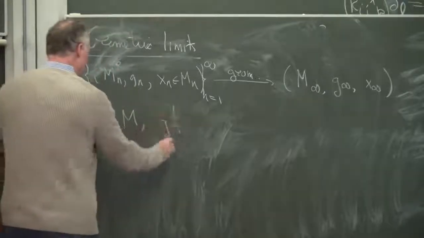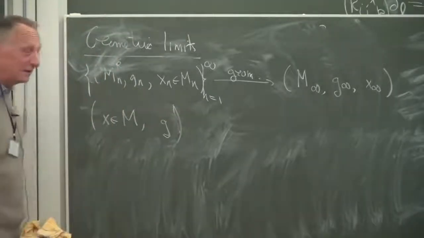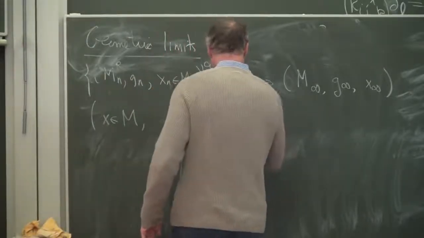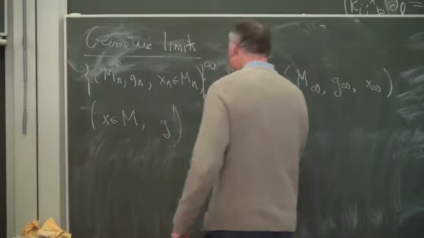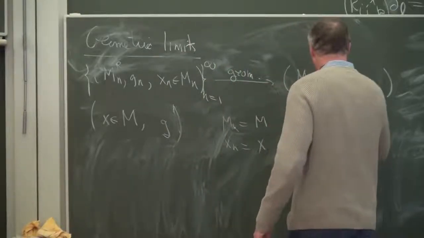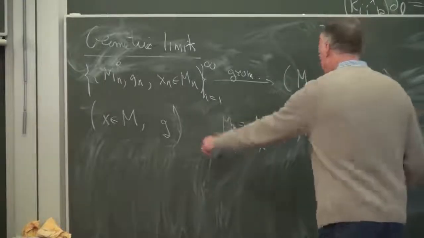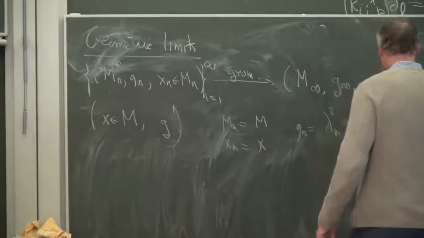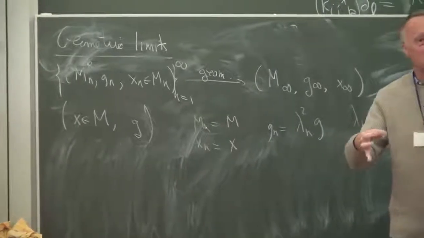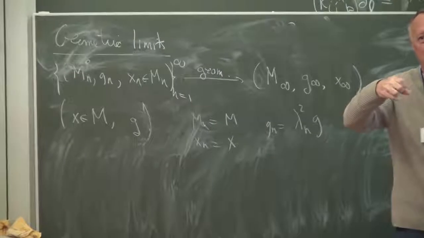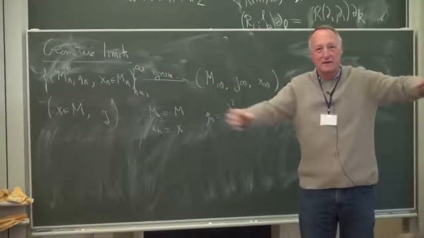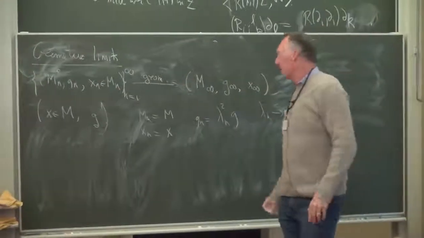Okay. So that's our initial data. All the manifolds are going to be the same. All the points are going to be the same. But the metrics are going to be multiples of the given metric by a sequence of constants going to infinity. So I'm taking one fixed Riemannian manifold and a fixed point in it, and I'm simply scaling it up, making it bigger and bigger and bigger to infinity.